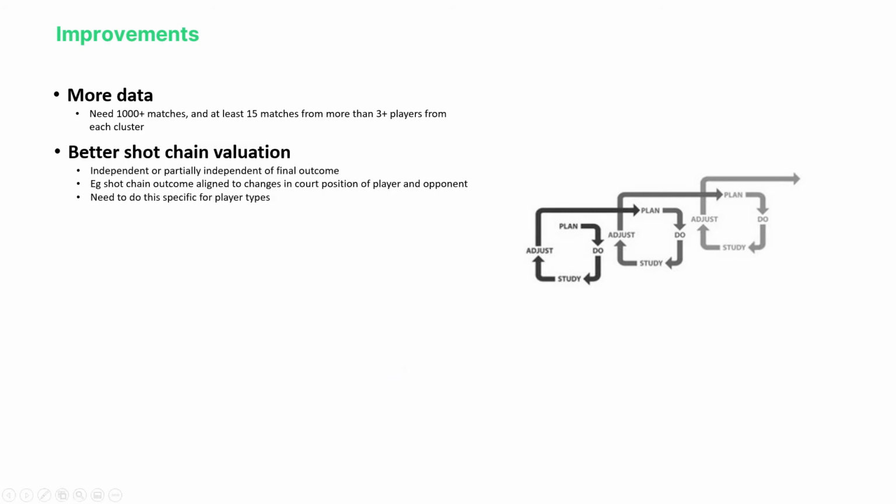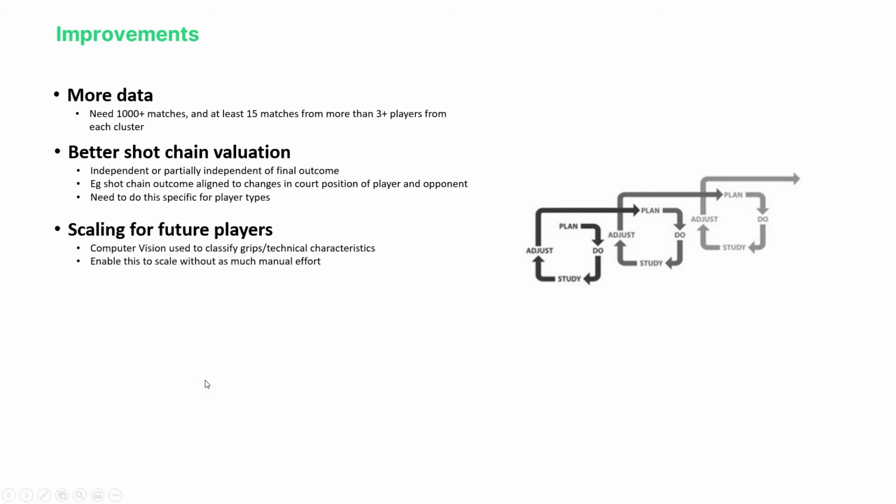Better shot valuation. When we were talking about rewarding or penalising eventual and immediate outcomes, I talked about the importance of coming up with something a little bit more robust. I think that's an area that needs a little bit of thinking. One idea I had was that you can tie the shot chain being used to changes in court position: the court position of the player hitting the ball, and the court position of the opponent. If you can tie it to that, then you might be able to evaluate the shot chain a bit better.